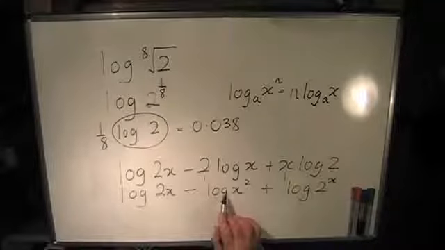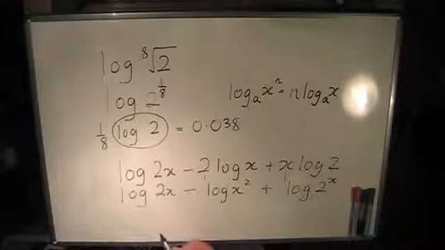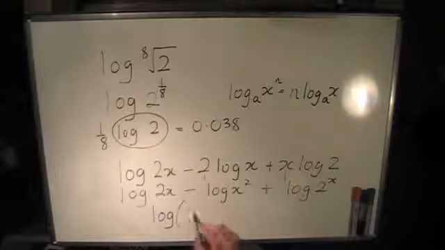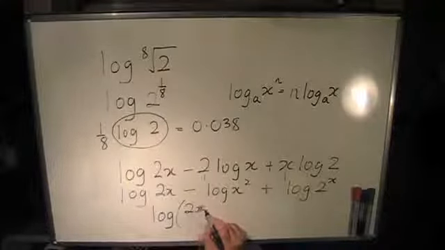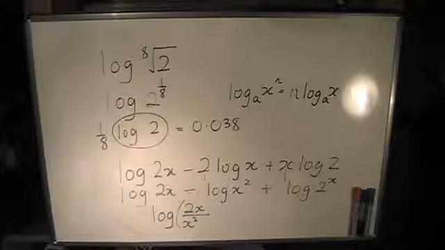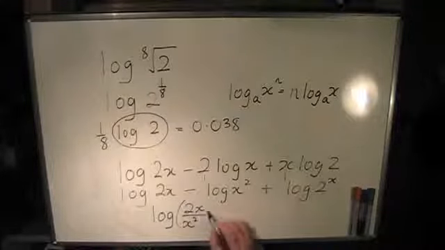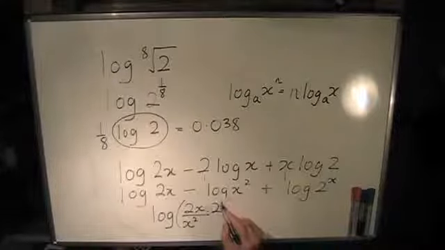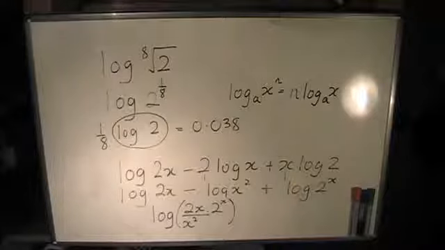When you subtract 2 logarithms, you can say it's the logarithm of the division of the 2 numbers. So you can say it's the log of 2x divided by x squared. And because you're adding this logarithm, you can in effect multiply that part by 2 to the power x. So that's what you have.